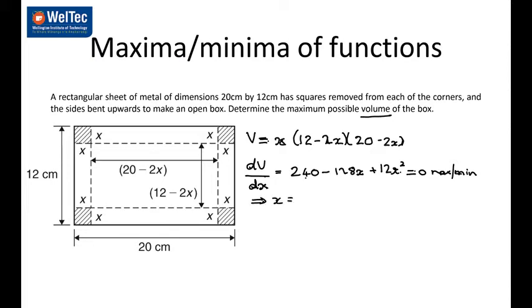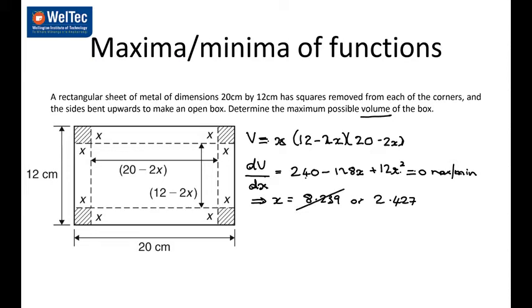of 8.239 or 2.427. Now we just need to think about it. 8.239 is going to make things a little bit odd if we look at the crosswise direction. So 12 minus 2 times 8.239, that doesn't work. So that answer is not going to be sensible.